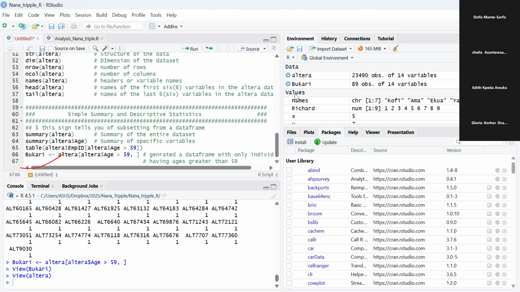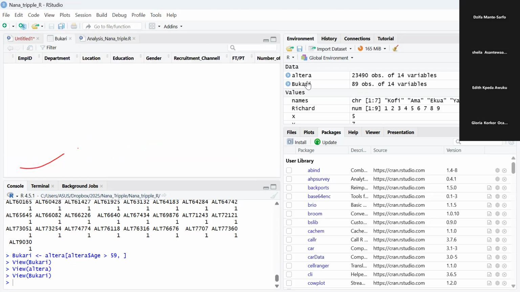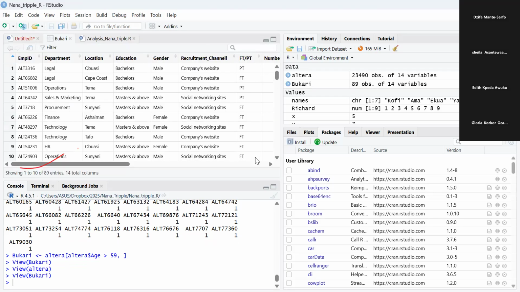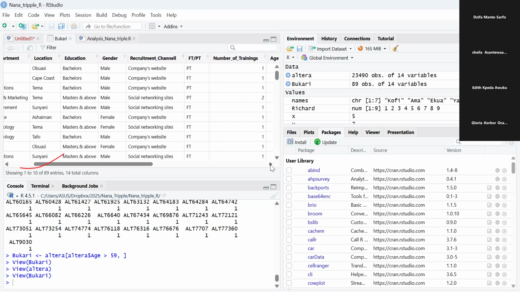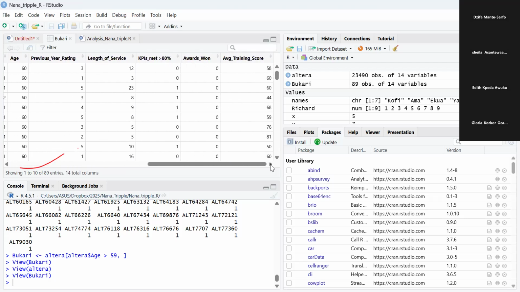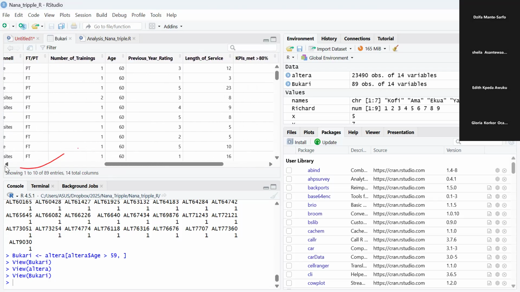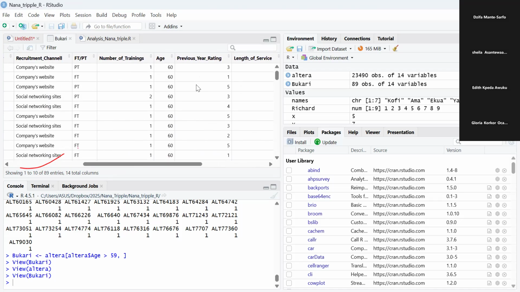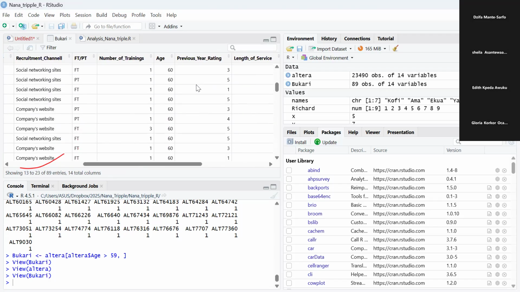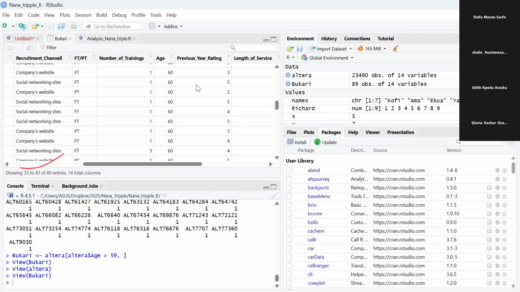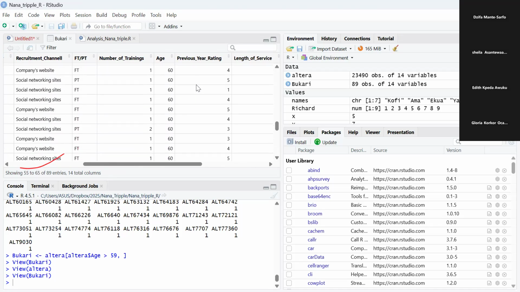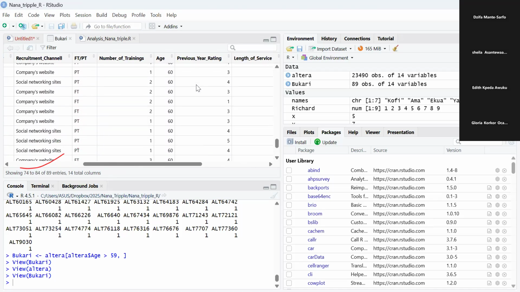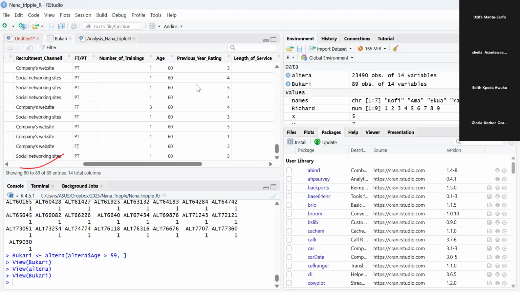Now, let's view the Bukhari data that we generated. You can decide not to call it Bukhari. Don't worry. I decided to call it Bukhari. Now, of particular interest is, you see, everything is intact. I want to see the ages. Now, let's go to the ages. Look at all of them. All of them are what? So, from our data set, we have 89 individuals who are 60 years.